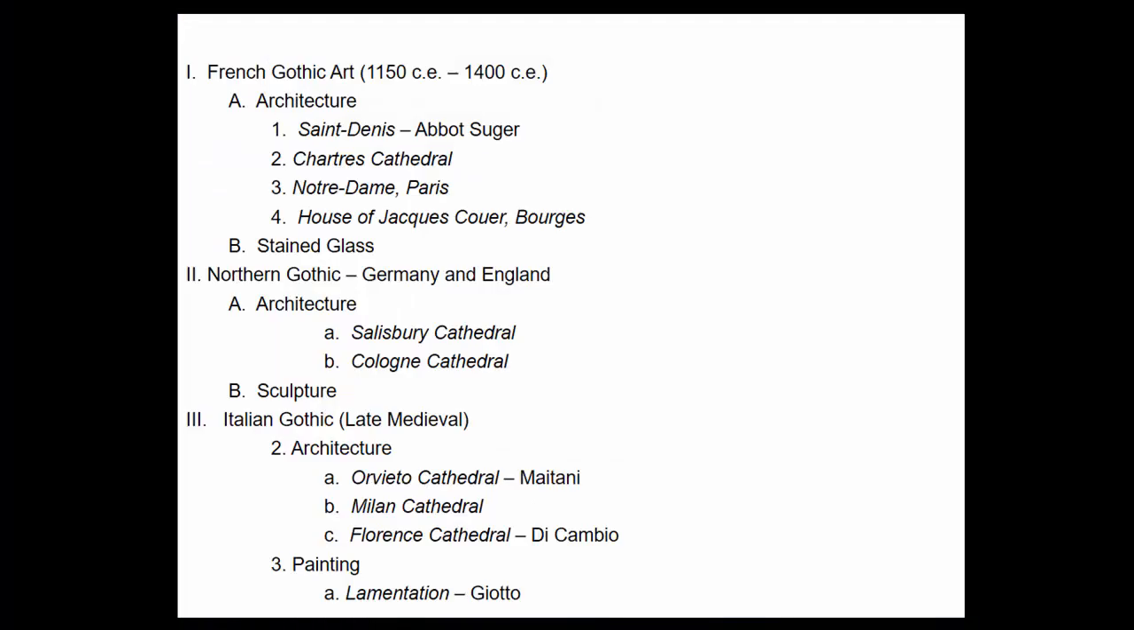Hello. In this video, we will look at the three forms of Gothic art from European culture. French Gothic, which is the start and progenitor of Gothic art, and then as it spreads from France throughout Northern Europe, a specific look at German and English examples, and then the influence of the Gothic in Italy, which many scholars don't really refer to as a Gothic period, but more just an extension of the late medieval in Italy.